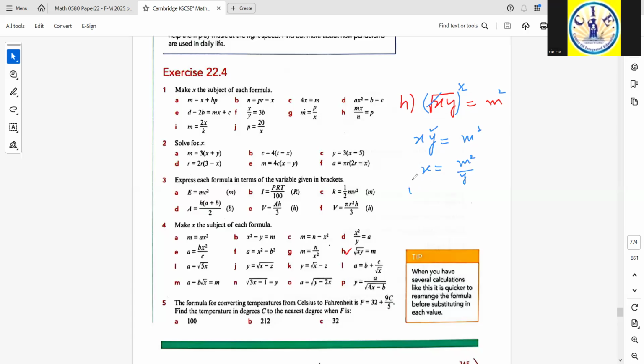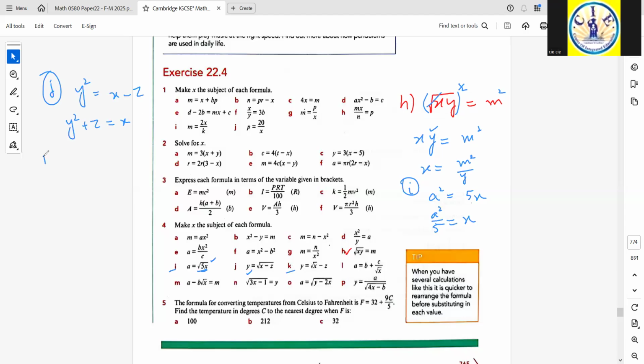Okay, then in part I, again, I need to adopt the same procedure. First of all, I will take the square. So a squared will be equal to 5x. That will vanish the square root sign. And now a squared divided by 5, that is the value of x. Then same with part J, taking the square on both the sides, y squared is equal to x minus z, and then y squared plus z, that is the value of x.